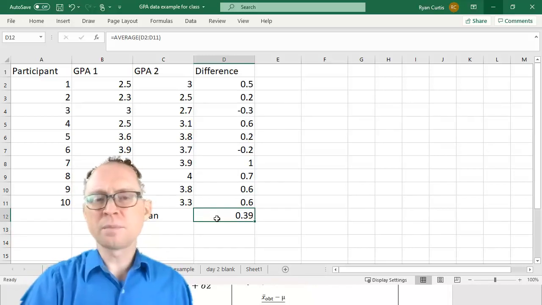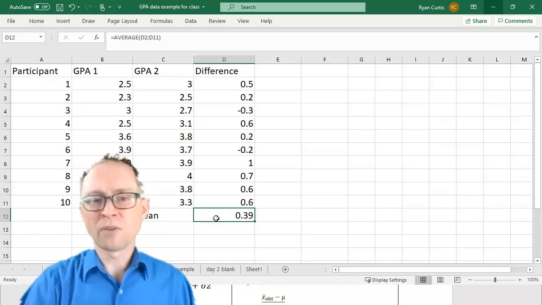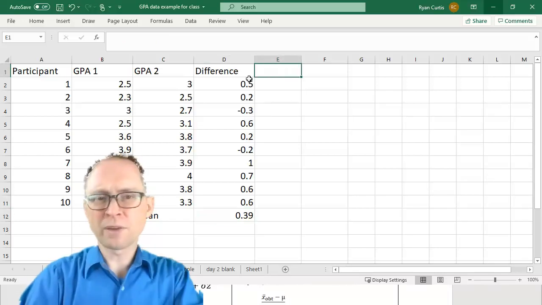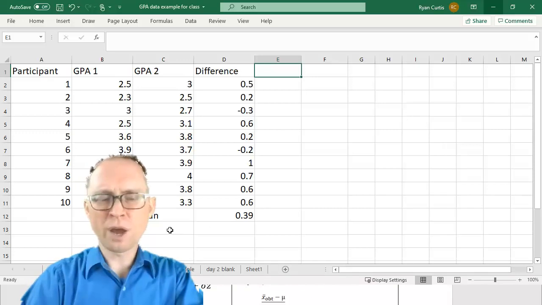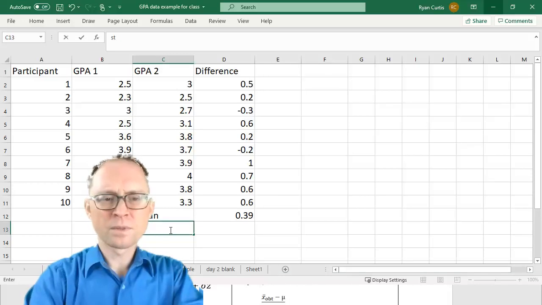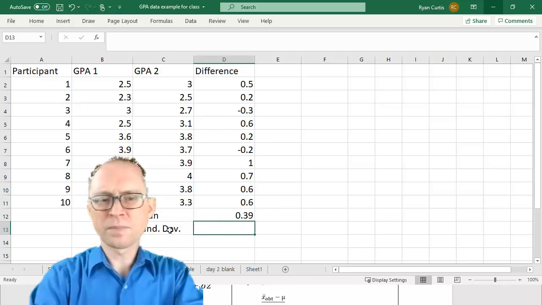But besides the mean of the differences, we also need to get the standard deviation of the differences, and we're going to divide that by the square root of n. So in order for us to do that, we have our difference scores right here. Then we need to get our normal standard deviations. So I'll show you how we're going to do this. So this is going to be the standard deviation of the differences. So we can do this in two ways.